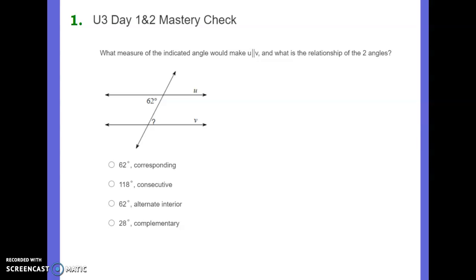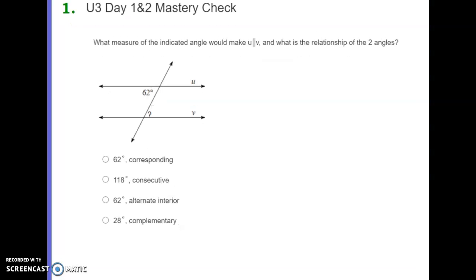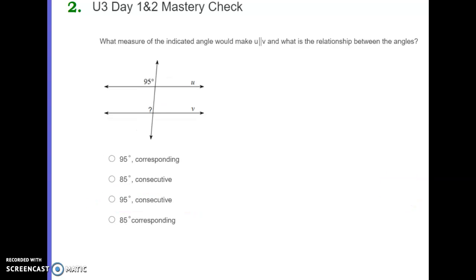So number 1 says, what measure of the indicated angle would make U parallel to V, and what is the relationship of the two angles? So in order to make them parallel, those two alternate interior angles need to be congruent. So there you go. There's your answer.